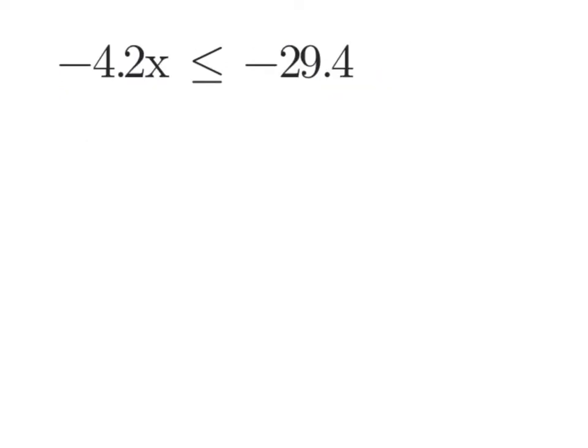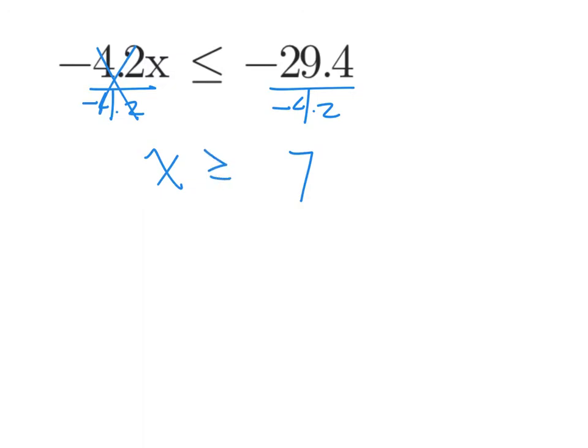If we have negative 4.2x is less than or equal to negative 29.4, all we have to do is divide to get that x alone, and we'll have to divide by negative 4.2. Now, if you're not feeling comfortable dividing by a decimal number, that's okay. Grab your calculator and do negative 29.4 divided by negative 4.2, and you'll get 7. On the left, of course, those negative 4.2's cancel, and we're left with x. Since we divided by that negative 4.2, we have to switch the inequality.